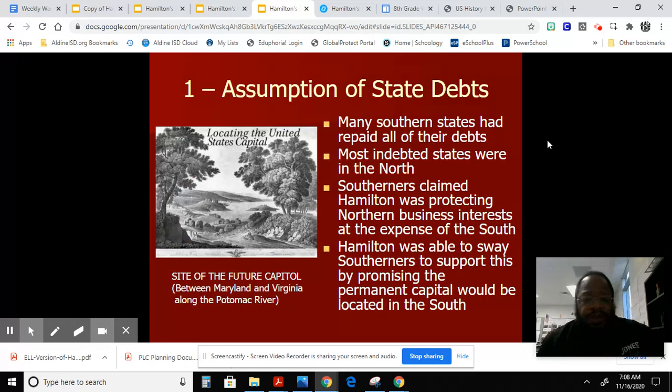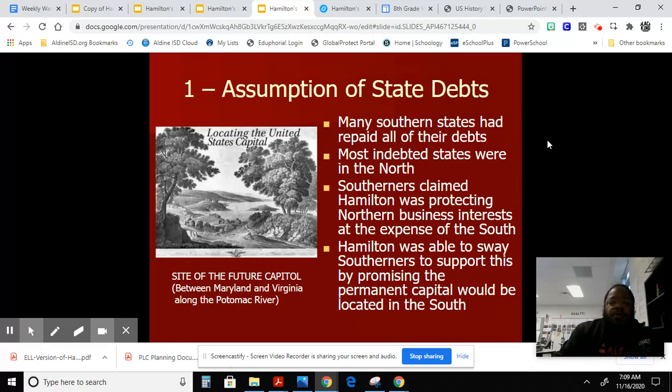And so the assumption of states' debts, many southern states had repaid all of their debts. Most indebted states were in the north. So Southerners claimed Hamilton was protecting northern business interests at the expense of the South. Hamilton was able to sway Southerners to support his plan by promising them the permanent capital would be located in the South.